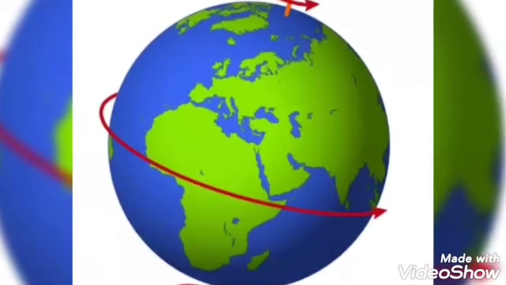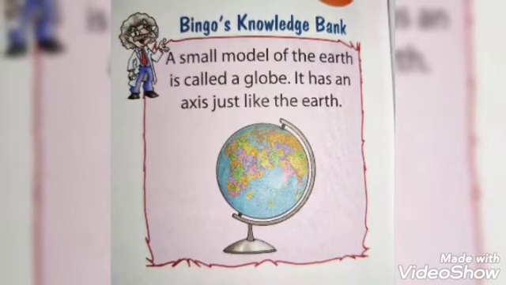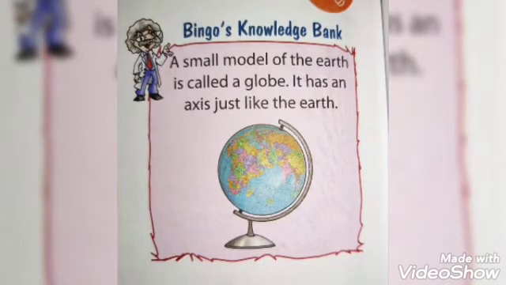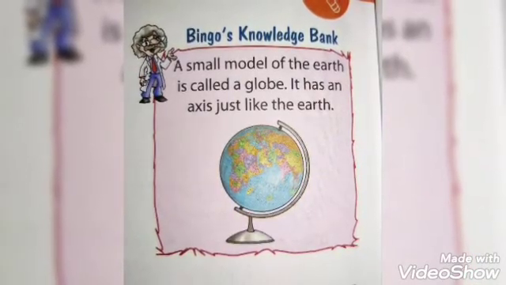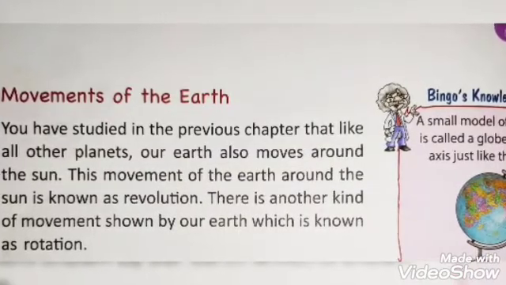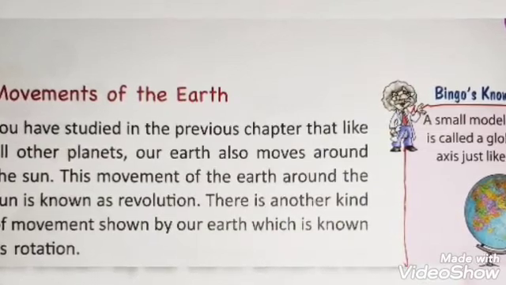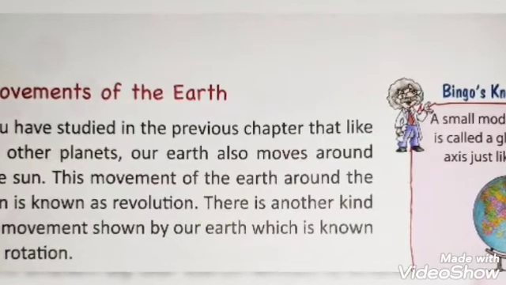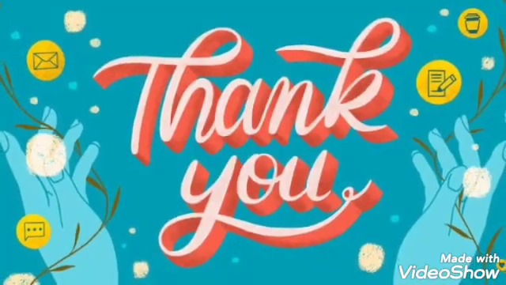A small model of the earth is called a globe. It has an axis just like the earth. So children, a globe is a miniature model of the earth. With the help of the globe, we can locate any places and their directions on the earth.